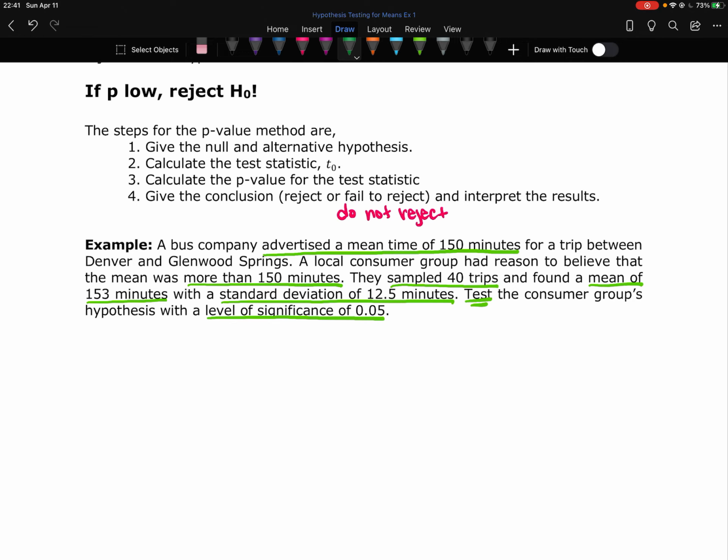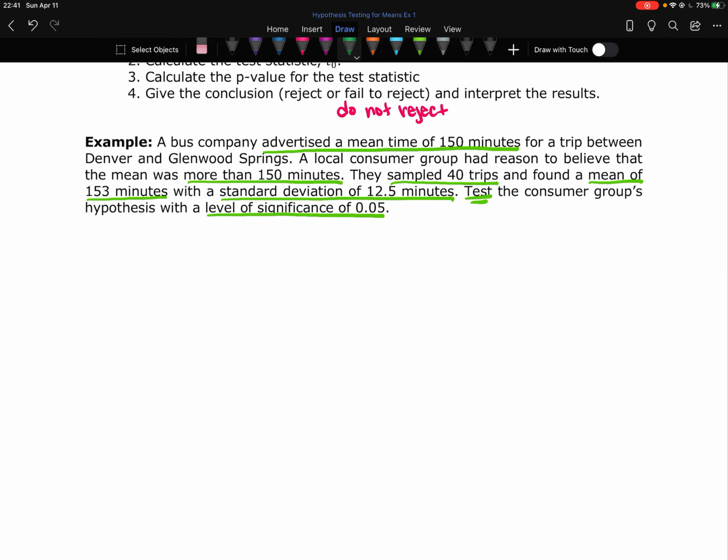So I'll go ahead and take all of the numbers that I underlined, and I'm going to write them off to the side here. 150, this 150, the second one that I underlined is the same as the first. 40, 153, 12.5, 0.05. And then I want to identify what each of these would be.